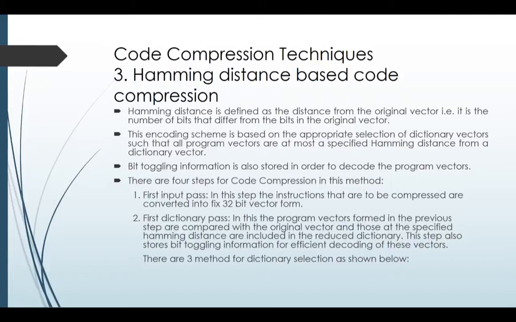This algorithm consists of 4 steps. The first step is known as the first input pass, in which a dictionary is made from the instructions and is converted into a vector form. The second step is known as the first dictionary pass. In this step, the vectors formed in the previous step are selected to form a reduced dictionary.